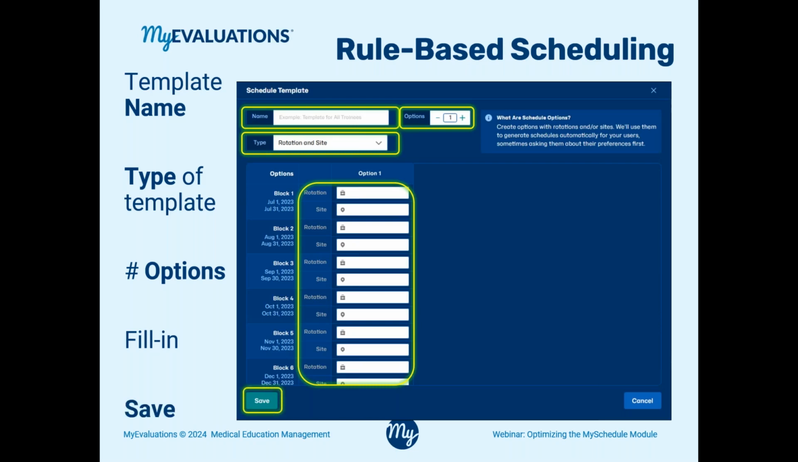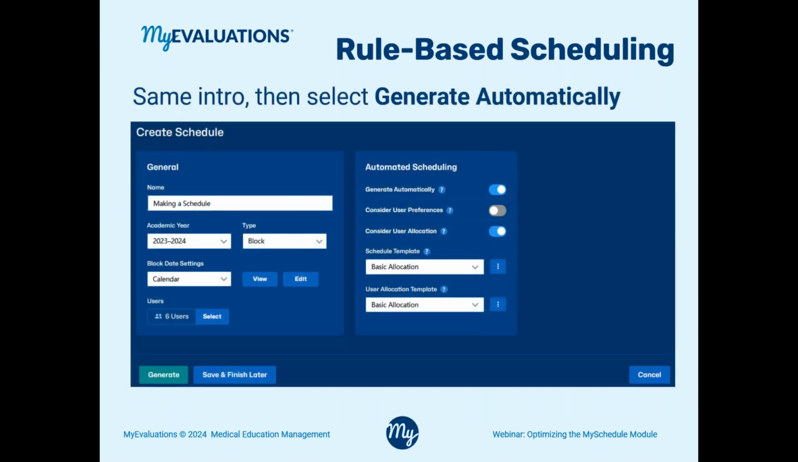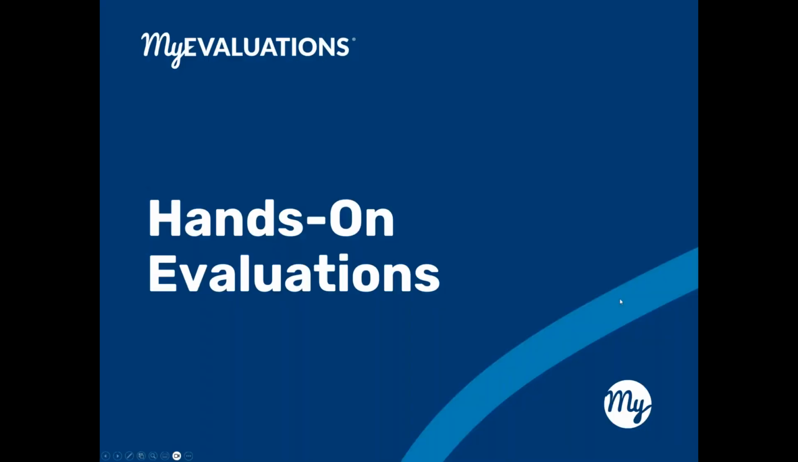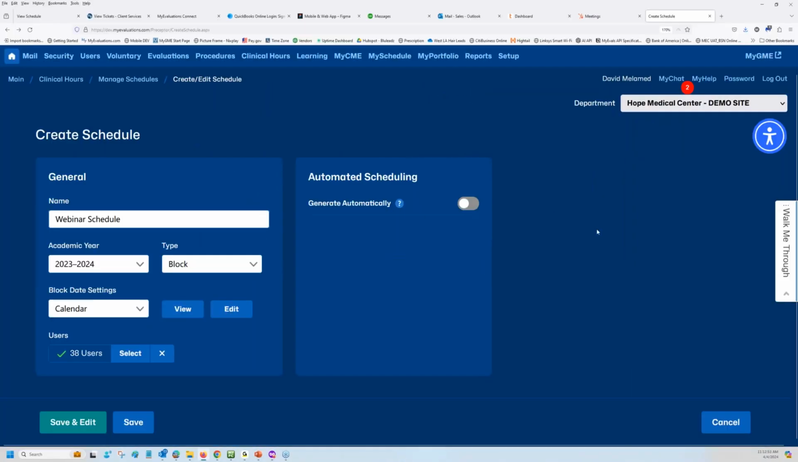Once you click save, you're going to come back to the same page that we're on. It'll show the schedule template that you've selected, and you'll click the generate option, and the system will actually build the schedule for you based on that template that you've created. So let's now take a look at that and see what that functionality will actually look like.